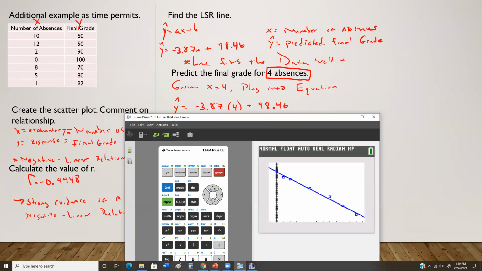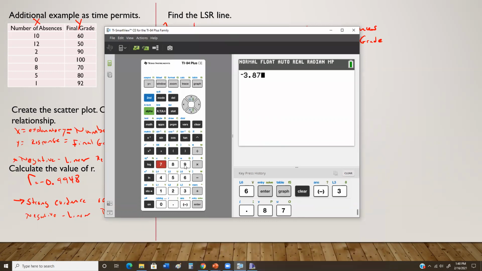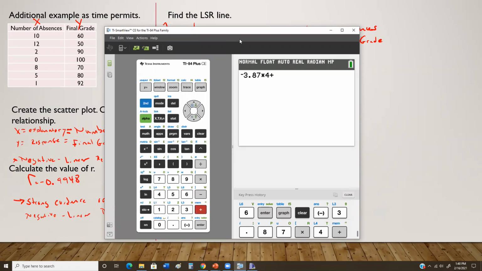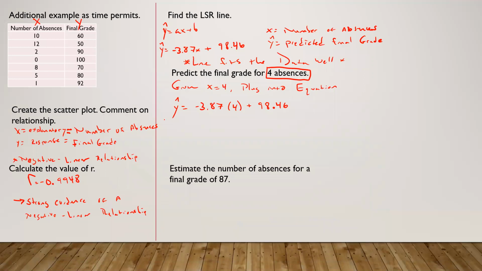All right, let's see what I get. So you're going to plug in minus 3.87 times 4 plus 98.46. How many people got this right here? I got 2 in the chat. Yeah, so it's 92. So I'm just going to round it to an 83 here. Okay, so this is what's going on. We estimate a final grade of 83 with 4 absences.